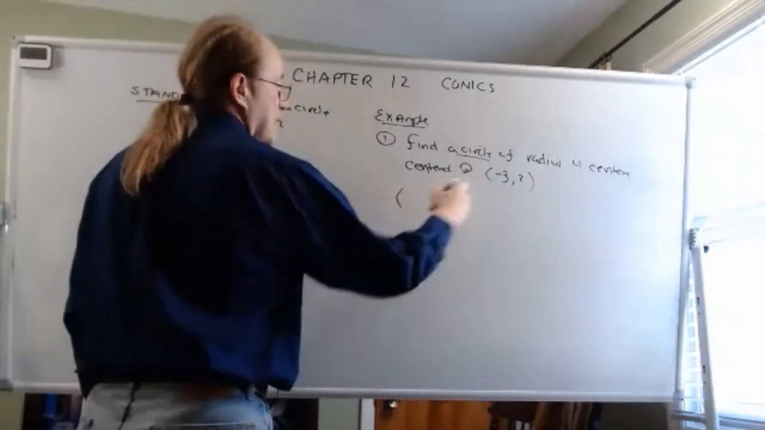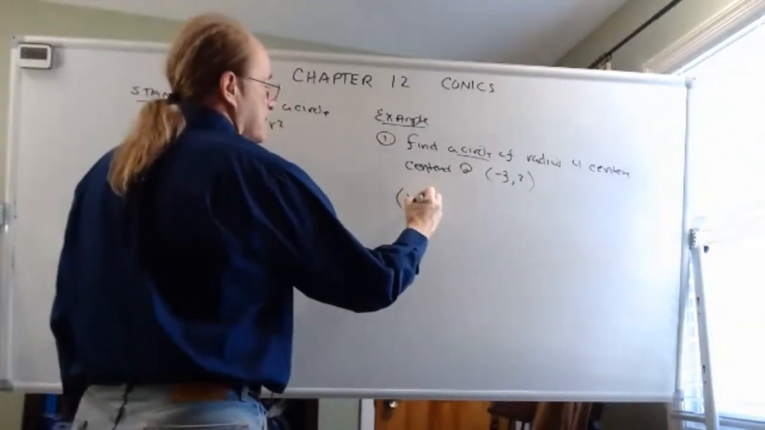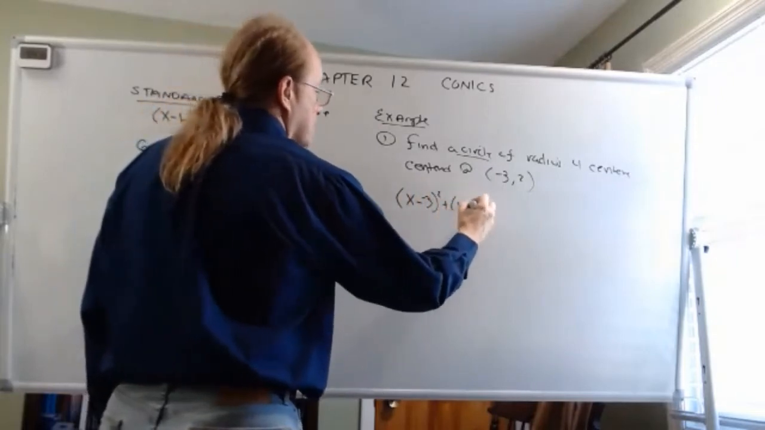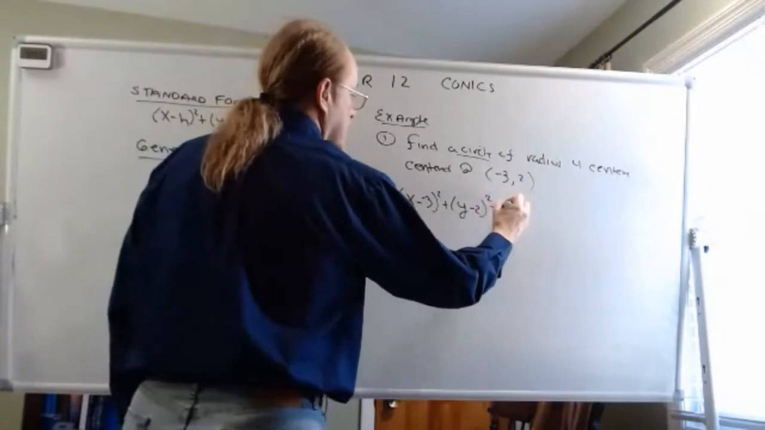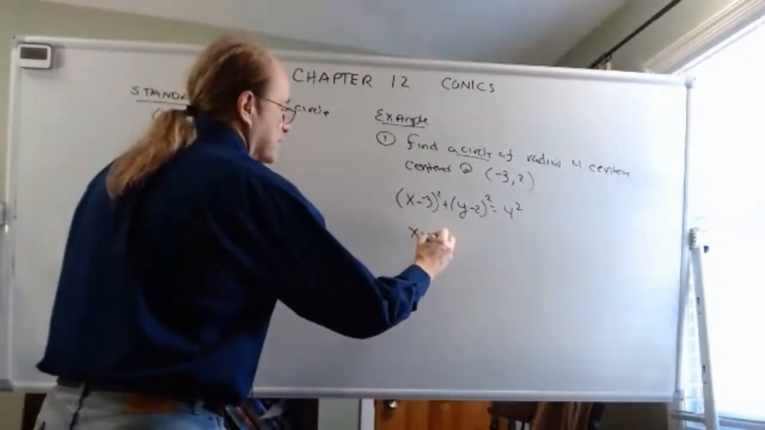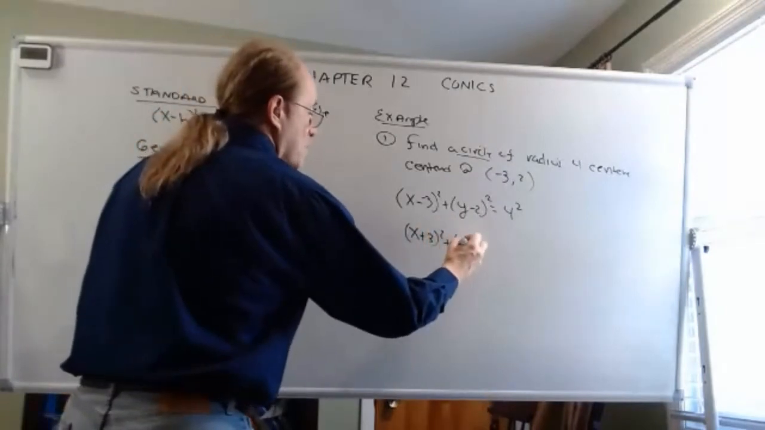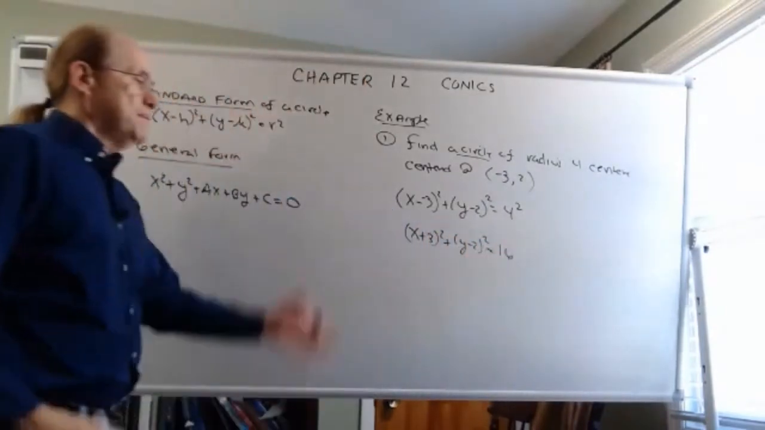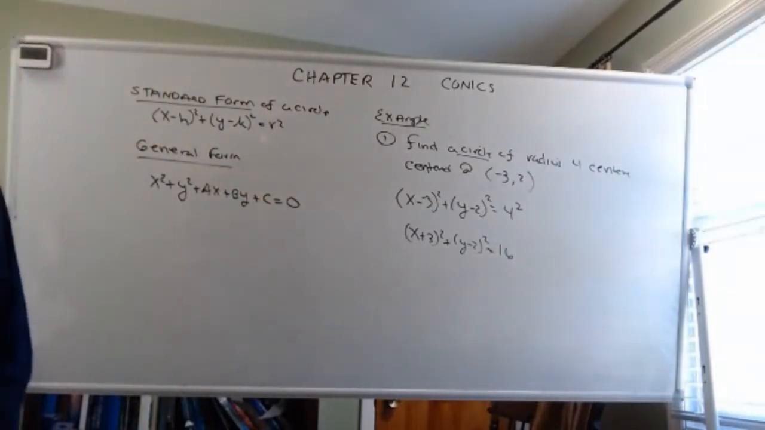So I plug that in, my h is -3, so it's (x subtracting -3) quantity squared plus (y subtracting 2) squared is equal to 4 squared. So it's (x plus 3) squared plus (y minus 2) squared is equal to 16. And we could leave it in that standard form. That's a very simple application.